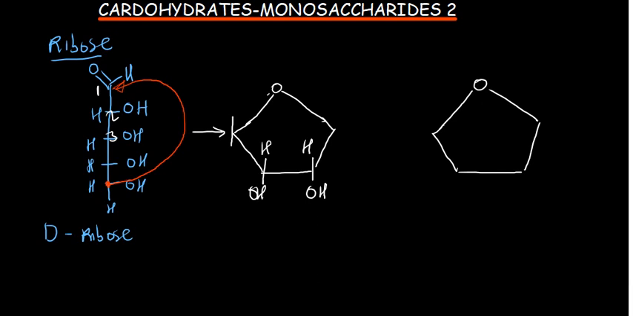This carbon number 4 here has interacted with this. What has that formed? It has formed an OH group. Now let's put that OH group first, before I talk about carbon number 4 and 5. This hydrogen interacting with this oxygen forms OH. This OH can either be on top or down.